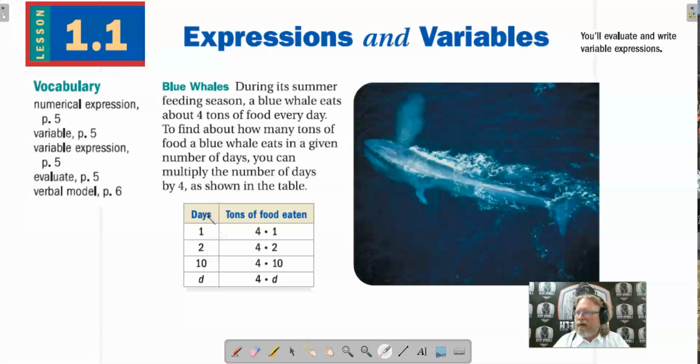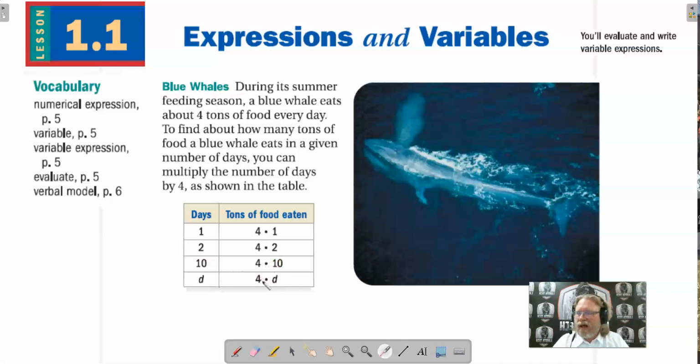In the first column, we have the number of days. What about 1 day, 2 days, 10 days, or what about just using a D for any given number of days, whatever number of days we want that to be? And in the second column, we have tons of food eaten. If it were 1 day, since it's 4 tons of food every day, we would do 4 times 1. For 1 day, we substitute in the number 1 and get 4 times 1. We want to know about 2 days. Then we'd substitute in the number 2 and get 4 times 2, which would be 8. And what about 10 days? We do the same: substitute in the number 10, do 4 times 10, and get 40 tons for 10 days.